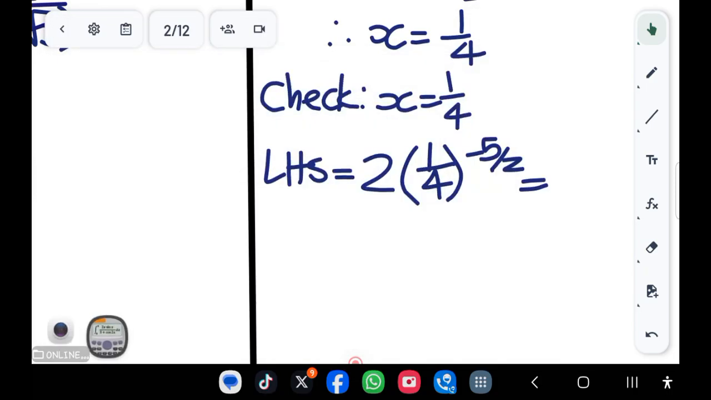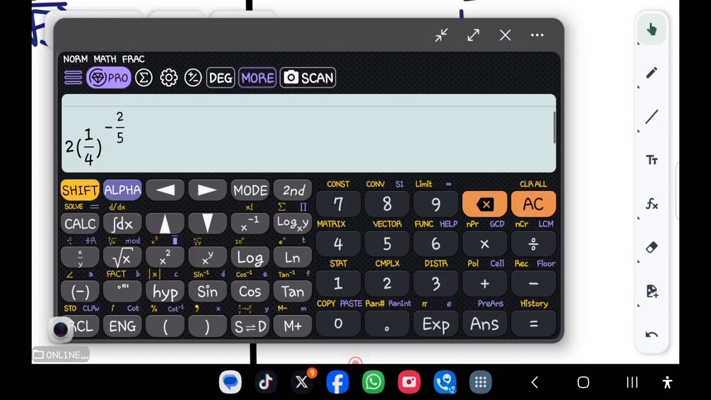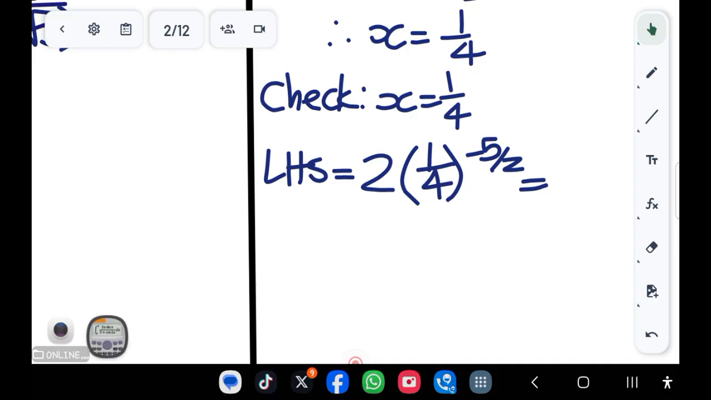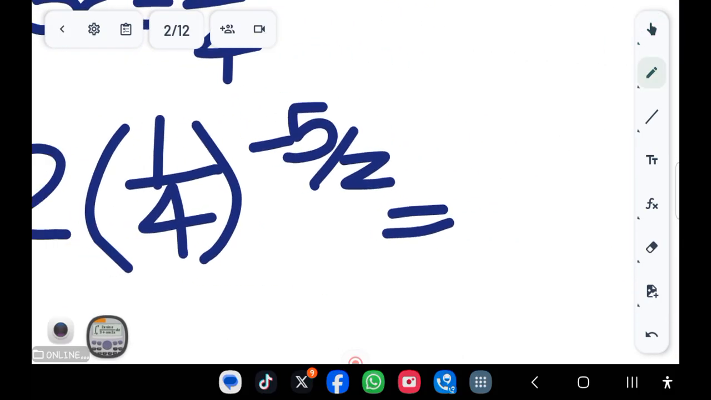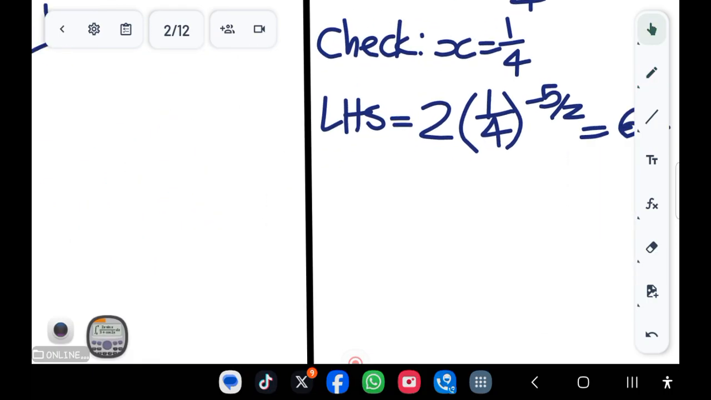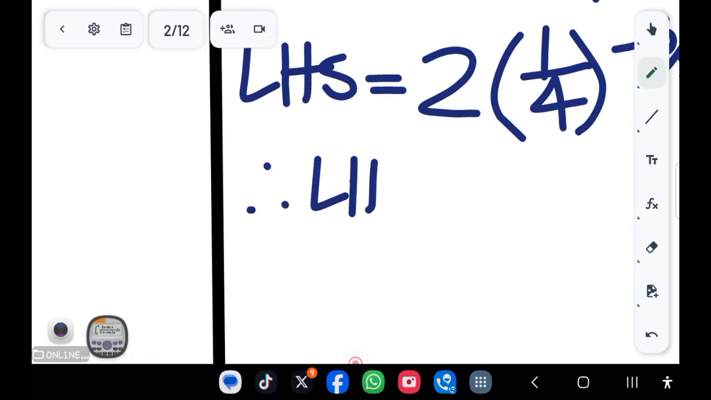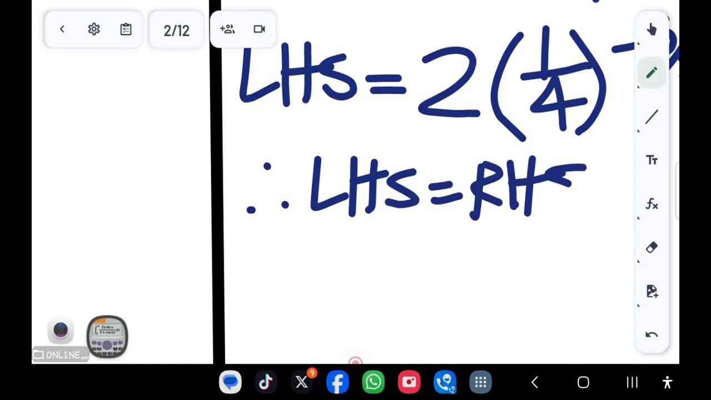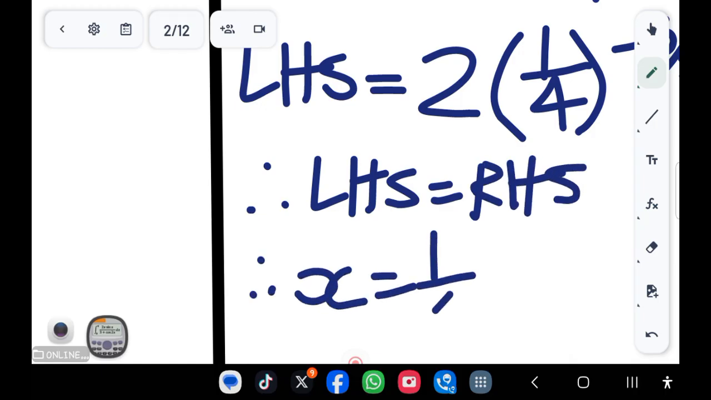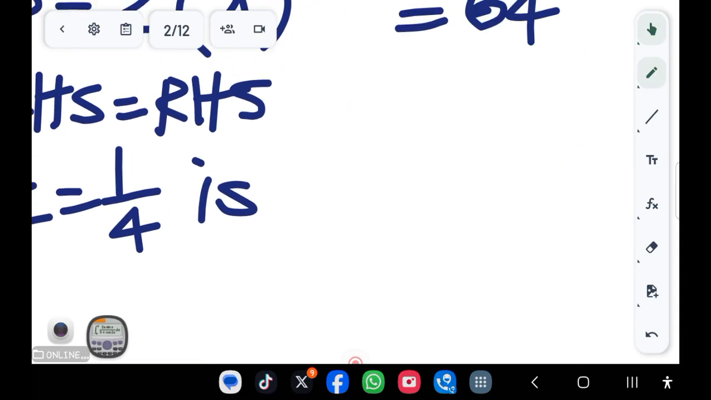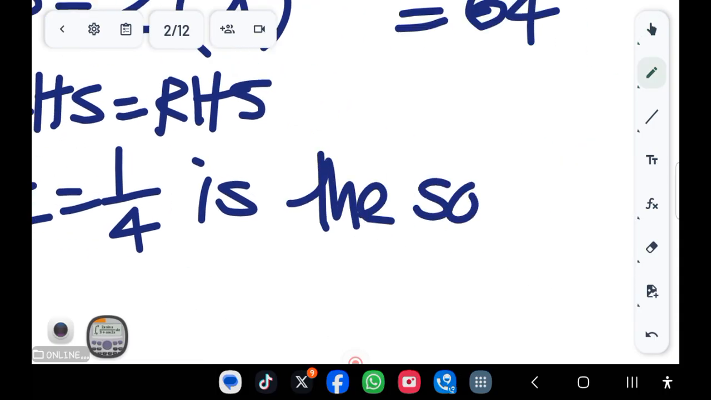All right, let's just double check everything. That's negative 5 over 2, not 2 over 5. So let's change that. Negative 5 over 2. And then you go equals, and that will give us 64, which equals the right hand side. And so therefore, left hand side equals the right hand side, meaning that x equals 1 over 4 is the solution. That's how you check. This is the solution.